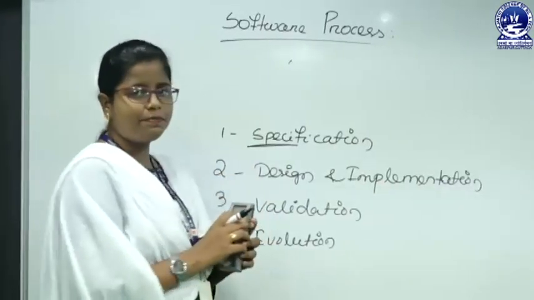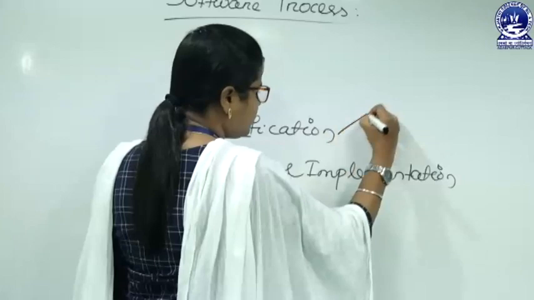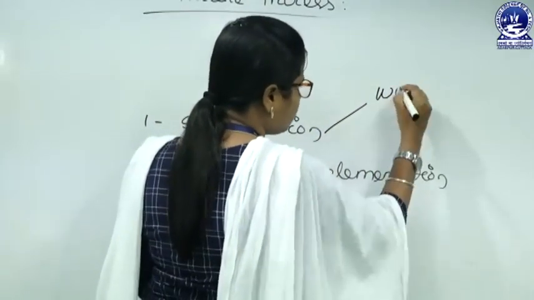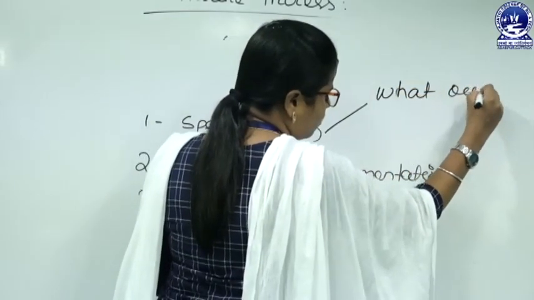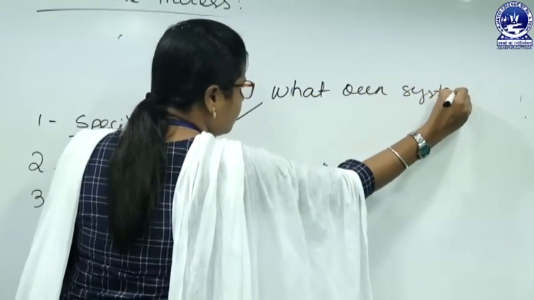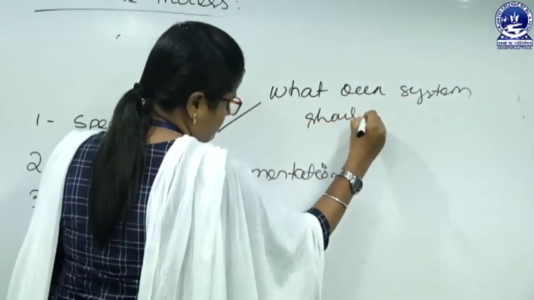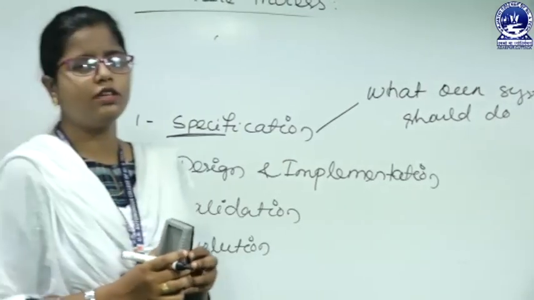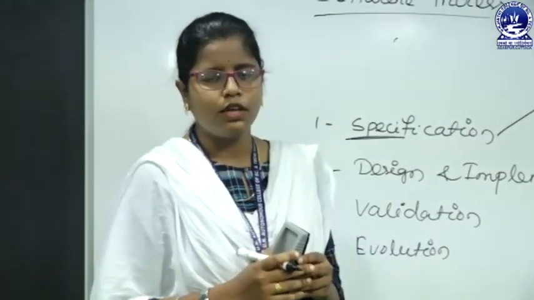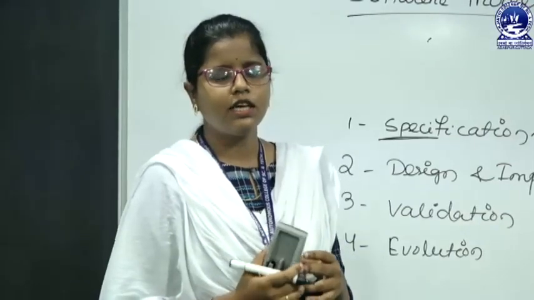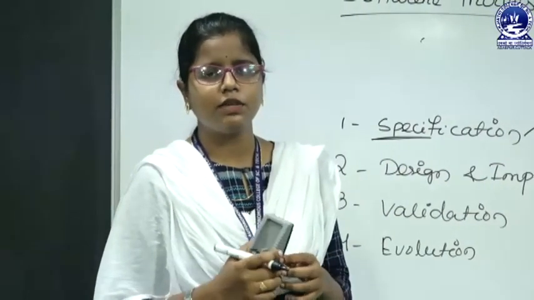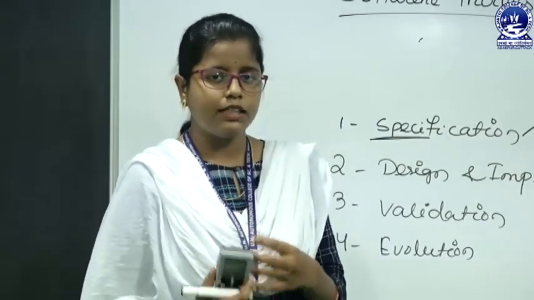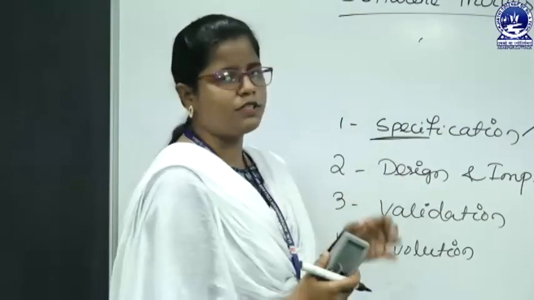So the first one is specification. In the specification phase, we are going to define what our system should do. That means what functionalities or what services our system is going to provide to the end user or to the customer. That we are going to define in the specification phase.